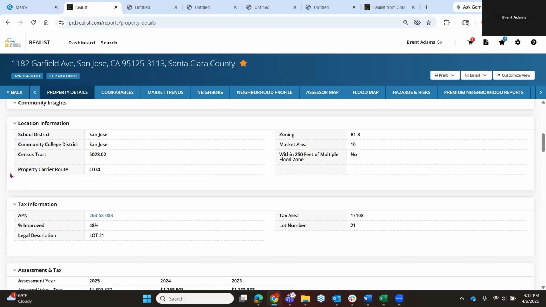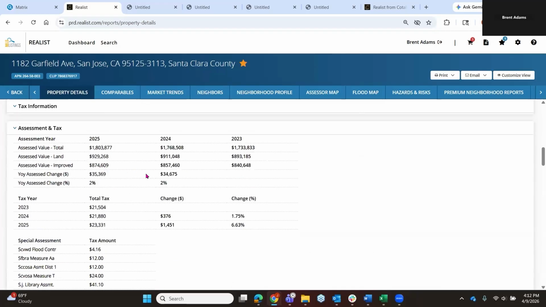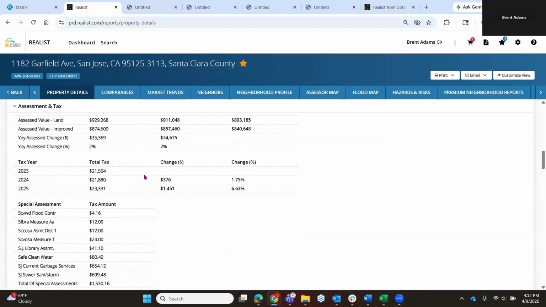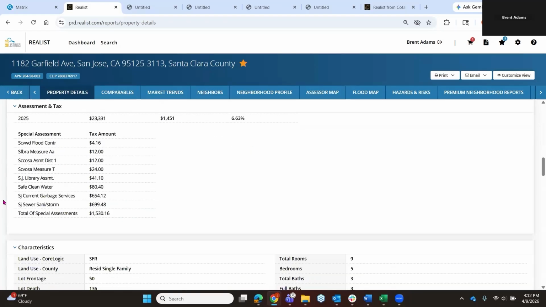Now, there's lots of, again, basic tax information, like your school district, your tax ID numbers, 3 years worth of taxes and assessments, and all of those things. Taxes and assessments, nice to know. Good to be able to impart knowledge to your clients as to how much your taxes or assessments are going up every year. What are we going to be paying in taxes? So good information to have here too.